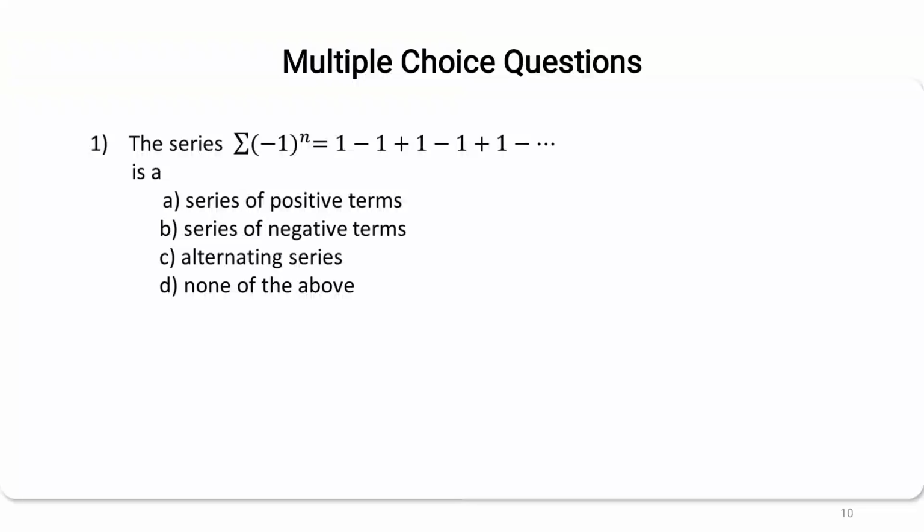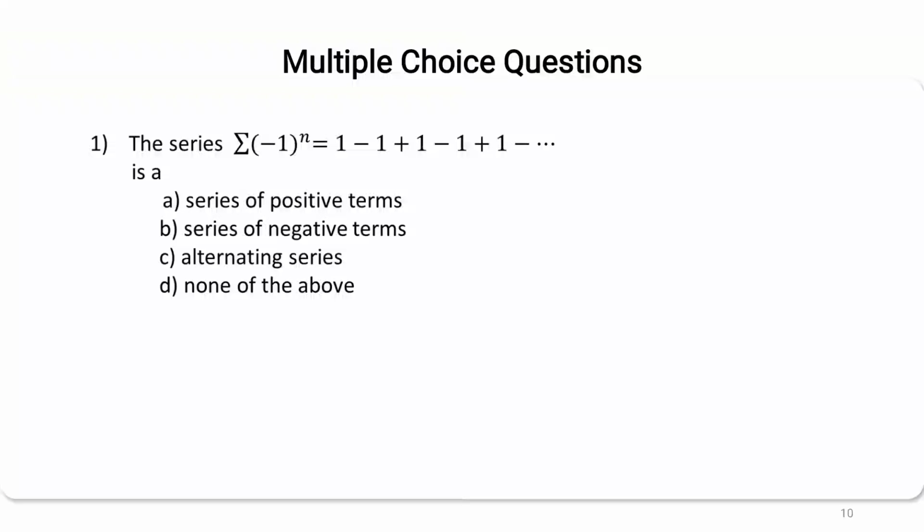When the alternate signs are present only, we say that series becomes an alternating series only. But you'll see the answers now: a series of positive terms, a series of negative terms, an alternating series, or none of these series. A series of positive terms means all the terms of the series are positive.